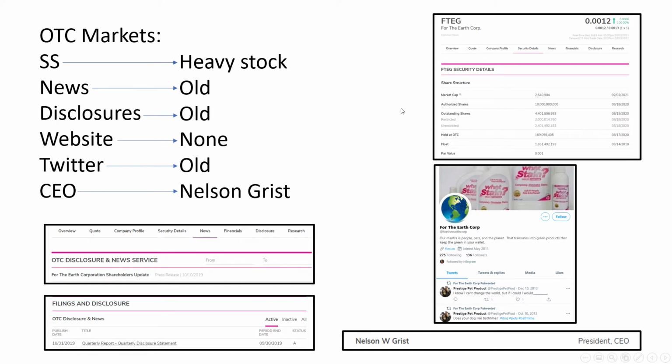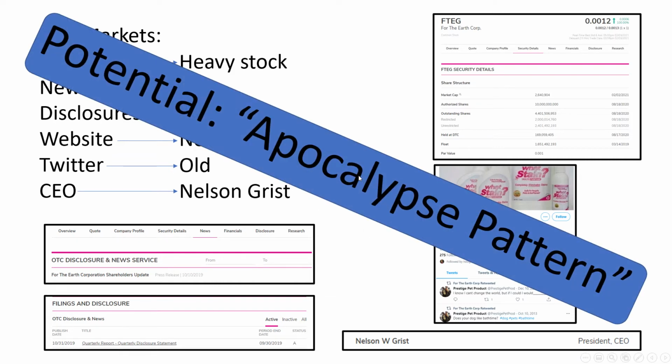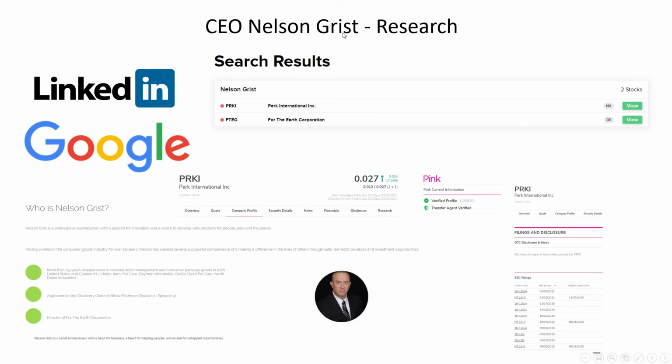From all of the information that I gave you right now, what would you say? I think that this could be a potential apocalypse pattern, because the stock was asleep for a long time, and then suddenly volume comes in, and this is what we need for an apocalypse. The only thing missing now are good catalysts, things that will justify the jumping of the stock. So let's dive even deeper and research CEO Nelson Grist.